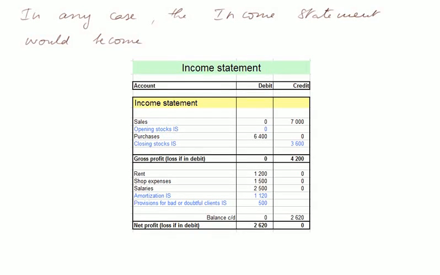But in any case, the income statement would become this. We have the sales, 7,000, the cost of goods sold, the various normal costs, amortization that we saw, and this new cost, provision for bad or doubtful clients, IS, 500. So the loss here is 2,620.